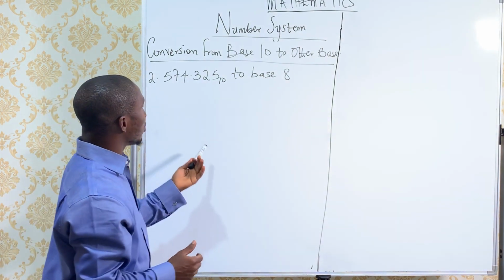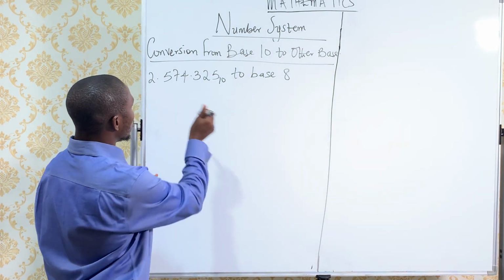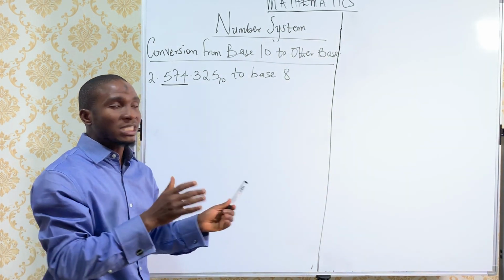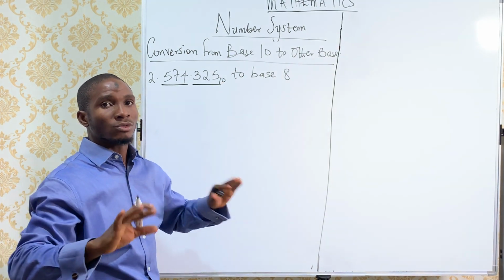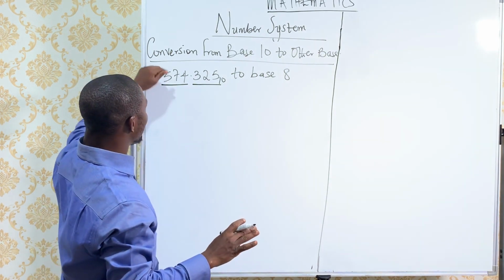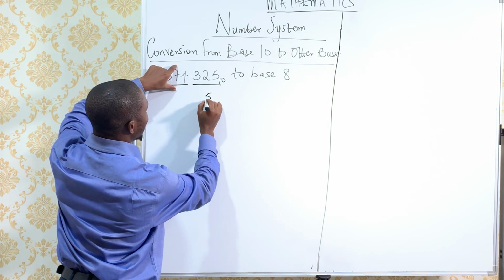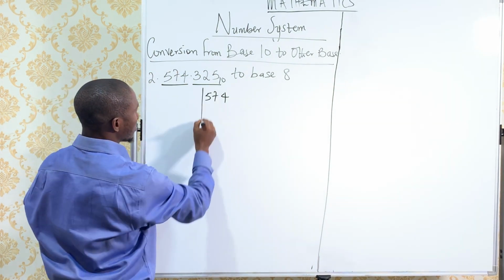If you want to convert this, the first thing you do is to divide this into two. You pick the part without the decimal part and separate it from the part with the decimal part. We treat them separately. Don't forget, we want to convert this to base 8. The first thing is to pick the whole number part, the integer part, 574. So let's convert this one to base 8 first.